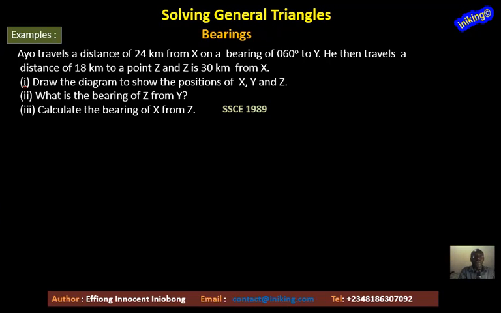On the screen here, we have the first one. Ayo travels a distance of 24 kilometers from X on a bearing of 060 degrees to Y. He then travels a distance of 18 kilometers to a point Z, and Z is 30 kilometers from X. 1. We are required to draw the diagram to show the positions of X, Y, and Z. 2. We should find the bearing of Z from Y. And 3. We should calculate also the bearing of X from Z.